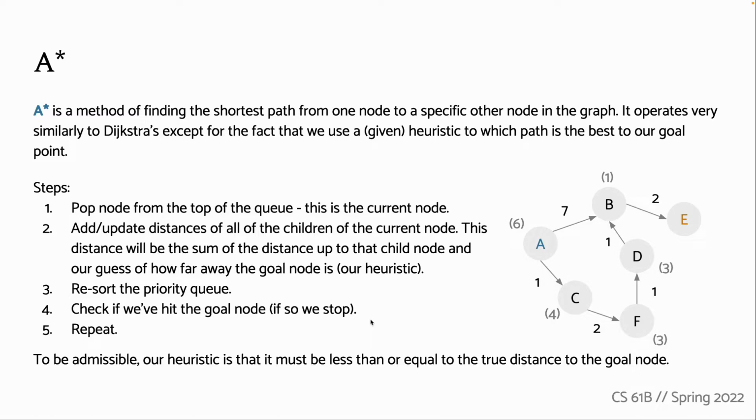Otherwise, A star works pretty much the same. You pop the top node off the queue, where that top node, rather than distance from your current node, is the distance from the starting node plus the heuristic, and then you add and update the distances of all the children, and then you resort and you keep going. Another difference is that you keep checking whether you've hit that goal node, and once you have, you just stop.